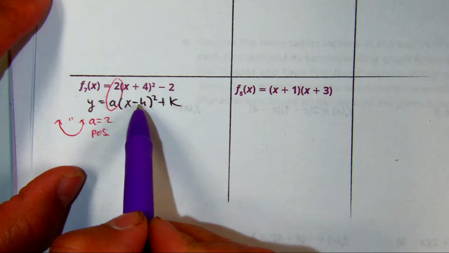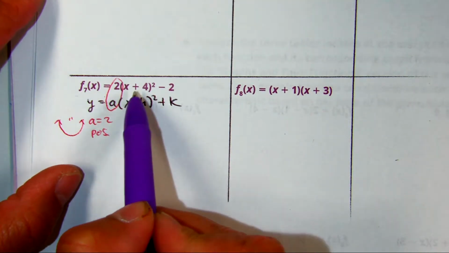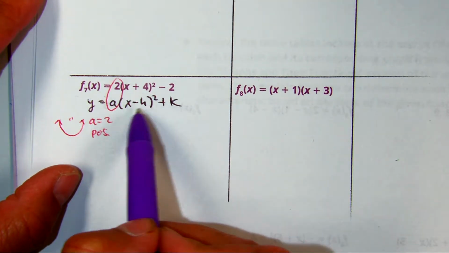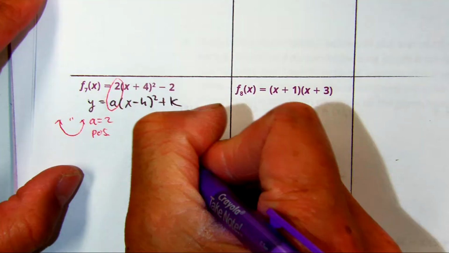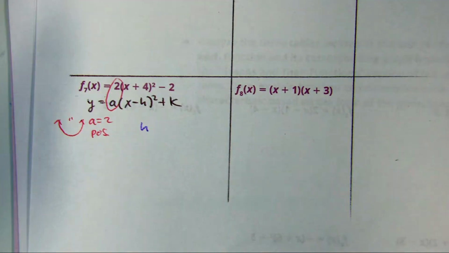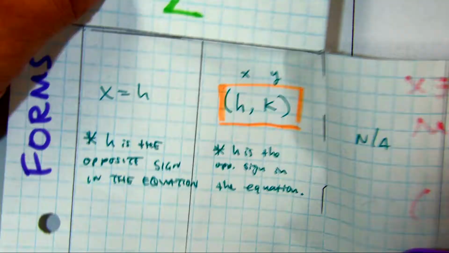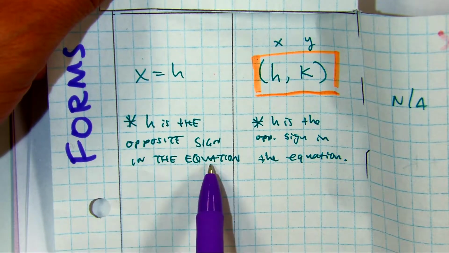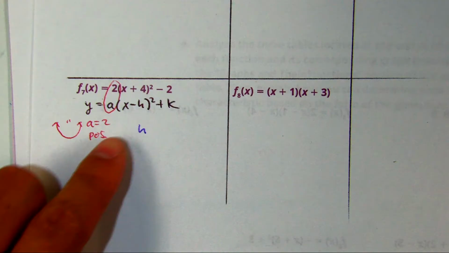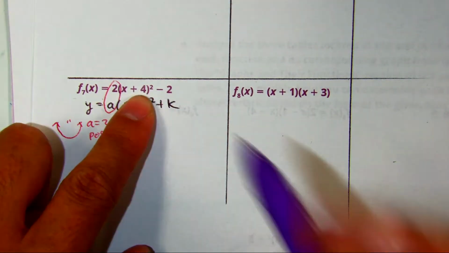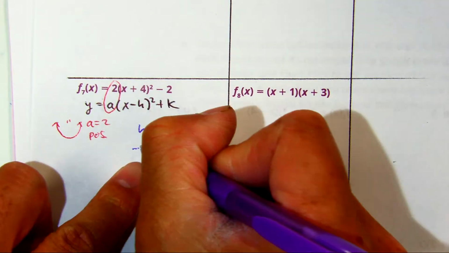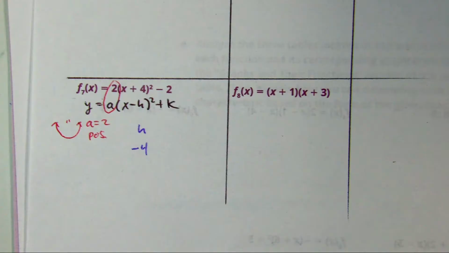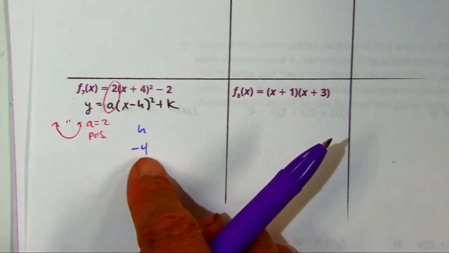Now, here is the hard part of both vertex and factored form. I recognize that the formula has a minus sign, but I have a plus sign. So there's two ways of figuring out the h value. Number one, I can just use my foldable, and it'll probably tell me something. H is the opposite sign in the equation. What is the opposite sign of positive 4? Negative 4 is the answer. This is one way of figuring out the h value.